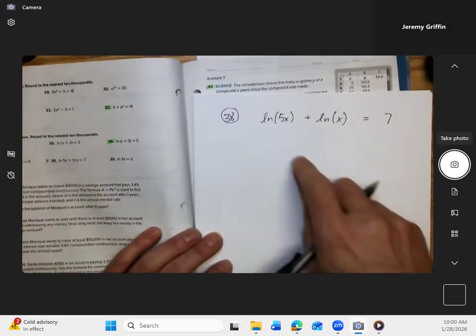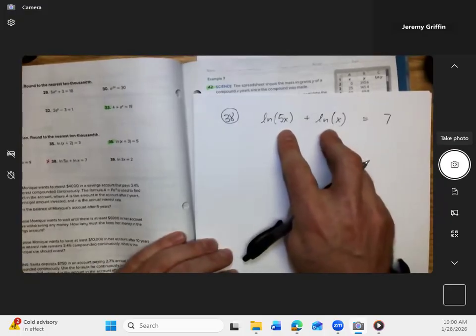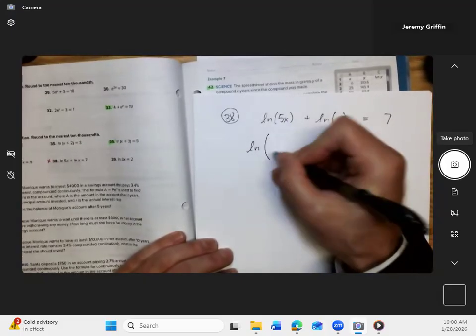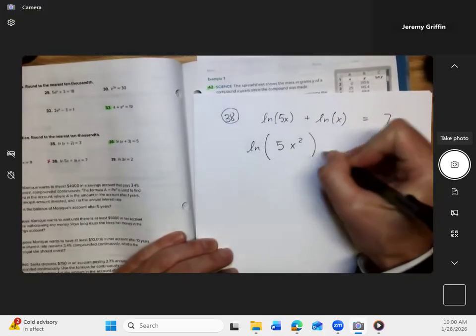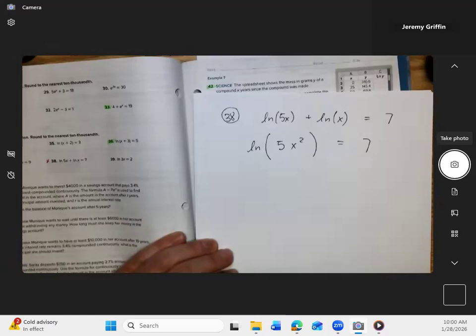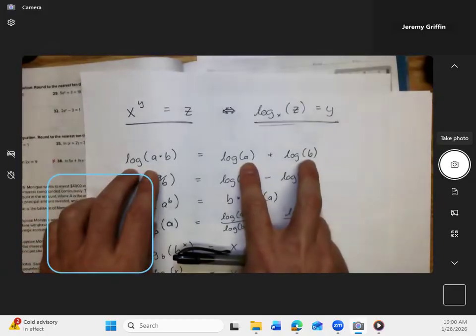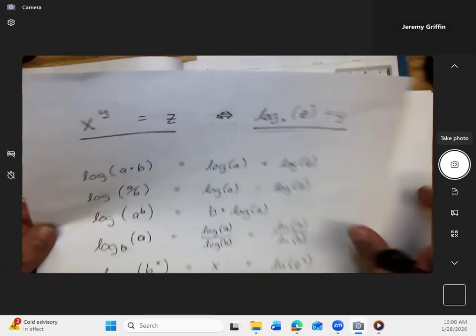Well, we got to solve for x. So what do you guys think is a good first step? Make it 5x squared. Yeah, exactly. This is one giant logarithm, natural log of 5x times x, which is 5x squared, and that's equal to 7. Is that okay? Great, because all I did, what you guys were telling me to do, is this rule right here. Add 2 logs, you can just multiply their inside parts.